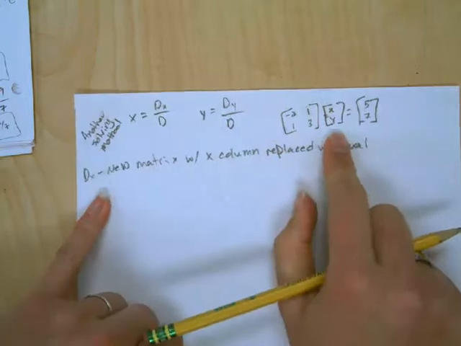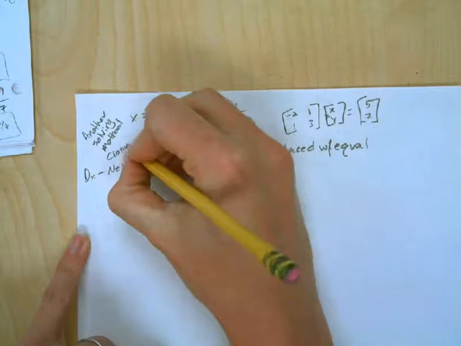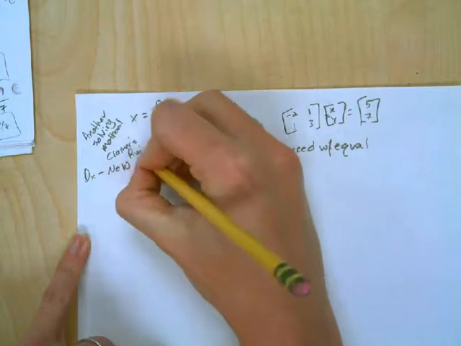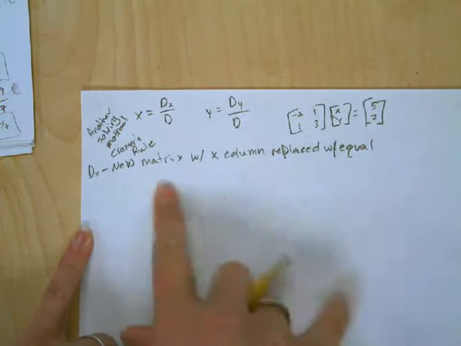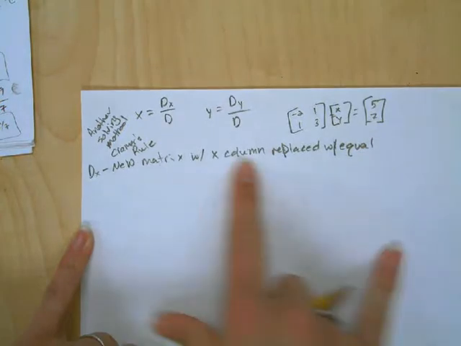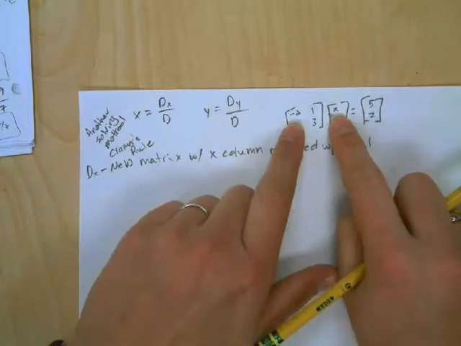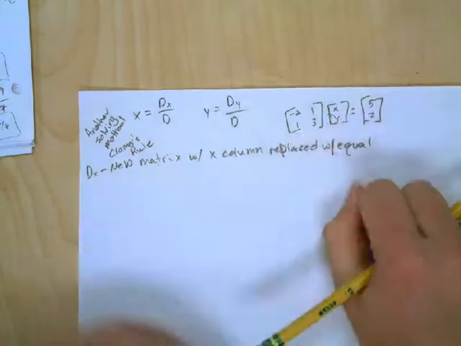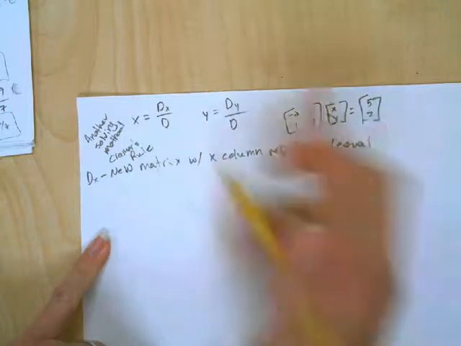All right, so Cramer's rule. You're going to make that new matrix with the x column replaced. This is my x column, right? Because these are the ones that get multiplied by x. So I'm going to replace that x column with the equal column. So I would get 5, 7, and then the other one stays the same, 1, 3, because that's what this one was. And then you just find the determinant there.